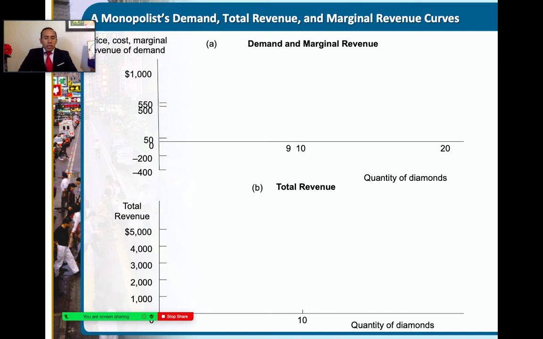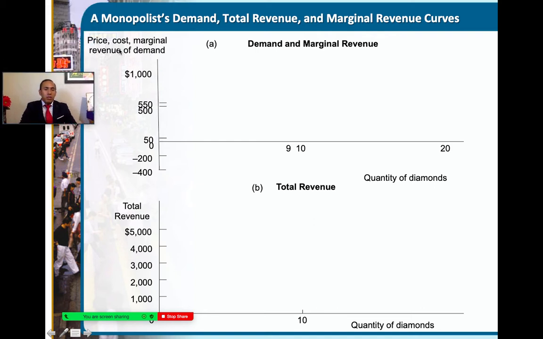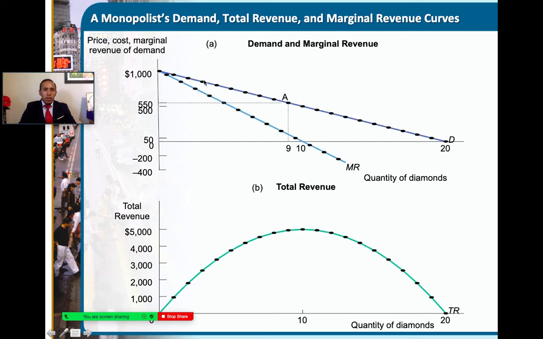So going back to our diamond example, we have the price on the vertical axis, our cost of production, and our marginal revenue and demand in this case. As I mentioned, our demand curve for goods and services is traditionally downward sloping. And our marginal revenue is going to follow our demand for goods and services, which is this one by the consumer, also a downward sloping curve, the light blue curve.